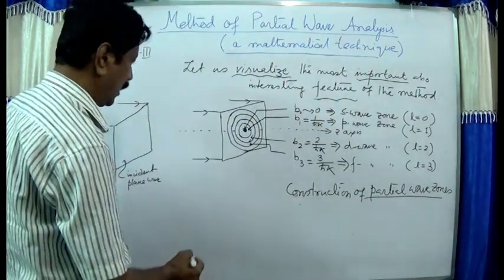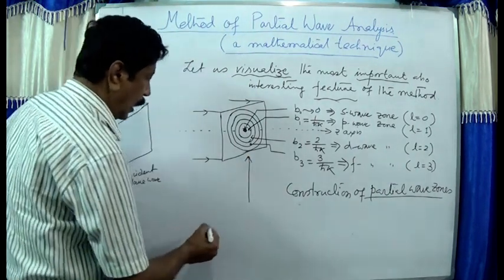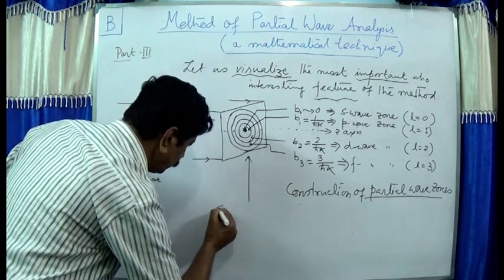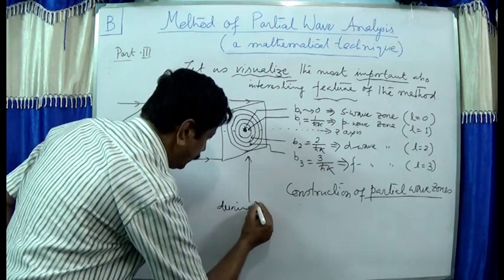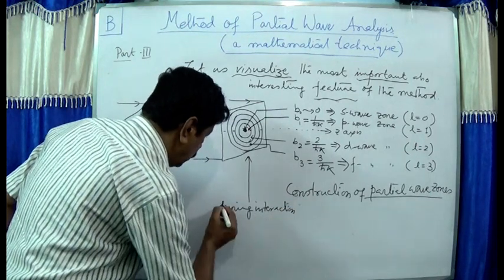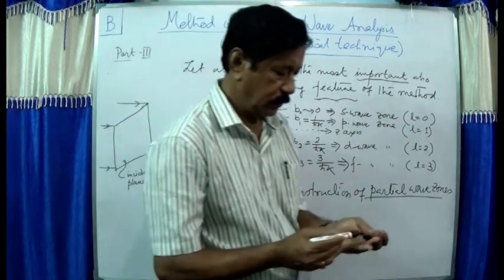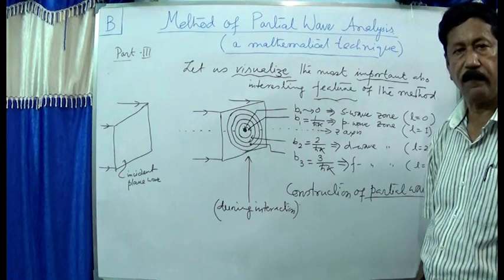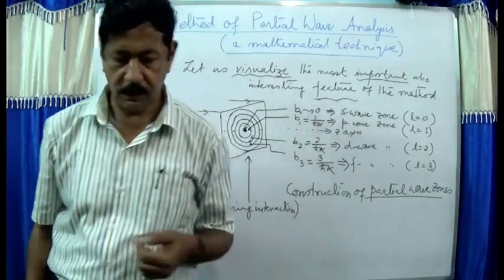Partial wave zones. And at this point we can mark this as during interaction. What is happening to the incident waveform? Okay? Now we will discuss the next point.